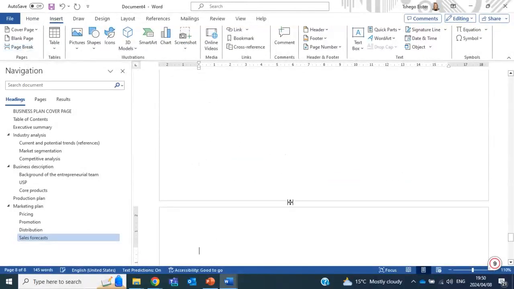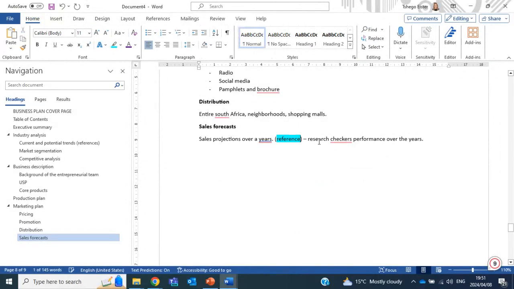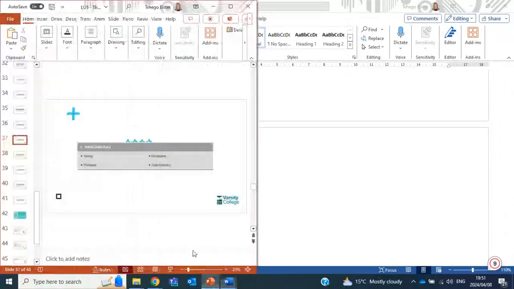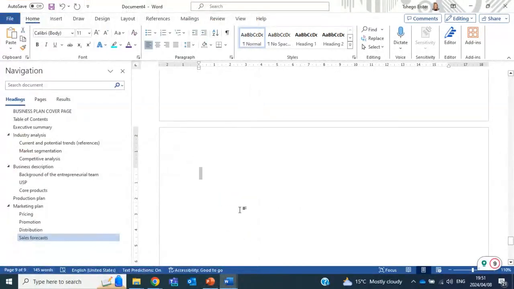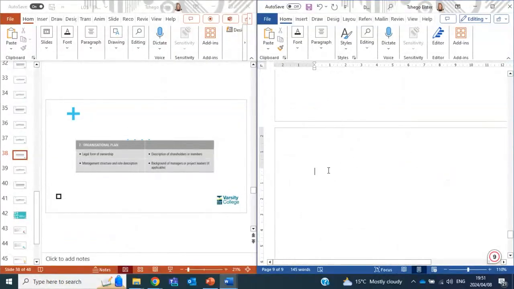So it all depends on the industry that you're in and what research says about the performance of your chosen company. And then after the marketing plan, we've got the organizational plan.